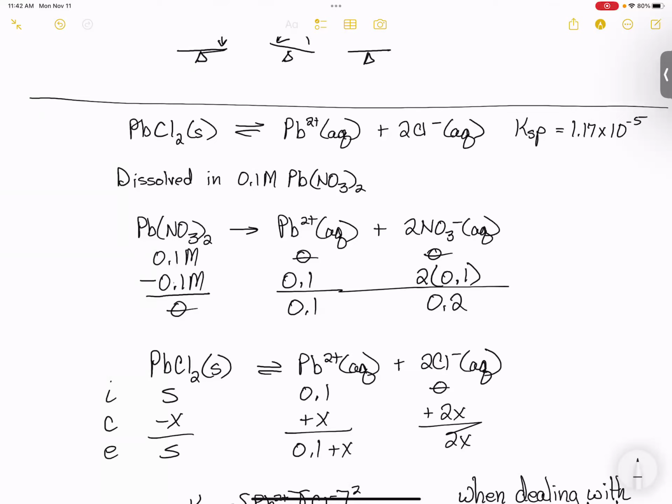For every one lead nitrate that dissociates, you make one lead 2+ ion and 2 nitrate ions. So if we started out with 0.1 molar lead nitrate and none of our lead and none of our nitrate, then by the end, we're going to have 0.1 of our lead and 0.2 of our nitrate. This is due to stoichiometry. That lead concentration is going to impact the degree to which your solid can dissociate.